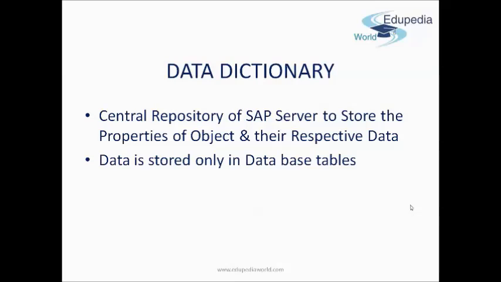Now we need to understand what exactly the data dictionary is all about. In ABAP/4, the data dictionary plays a critical role, because all the business data and configuration or customizing data will be stored in database tables. Database tables are the central repository of the SAP server to store the properties of objects and their respective data. Data is stored only in database tables in the SAP system. So it's a central repository which is very important for us to maintain the data.